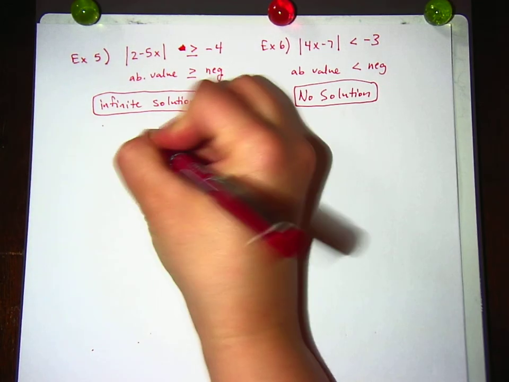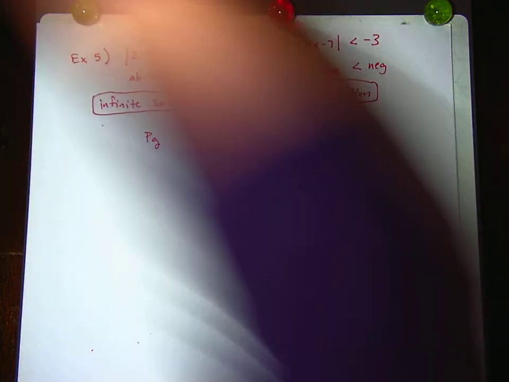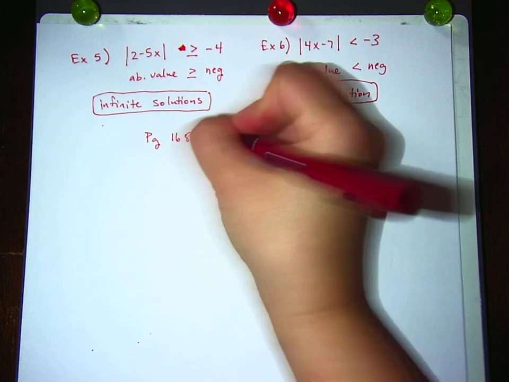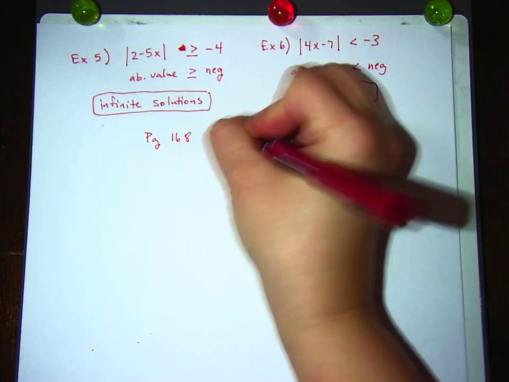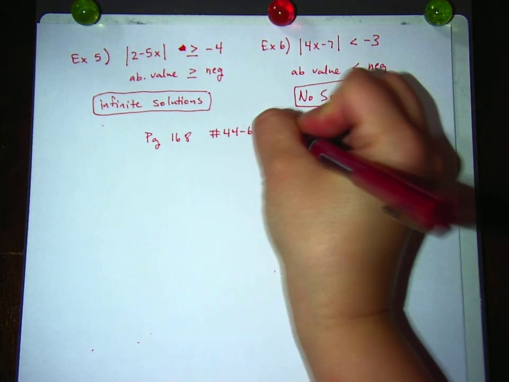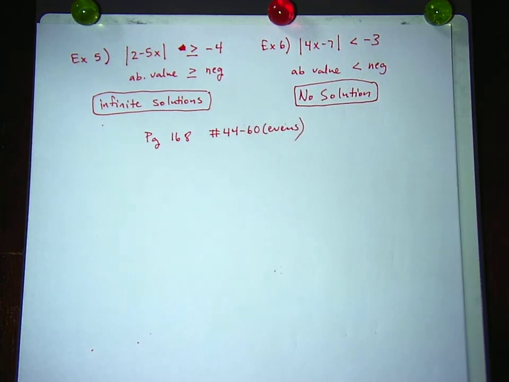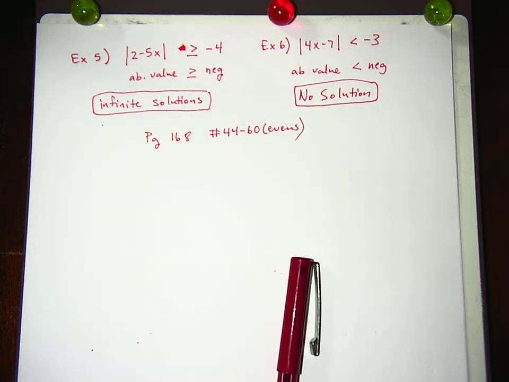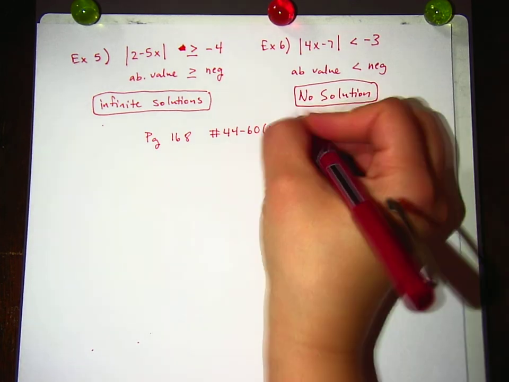All right, so your homework is page 168, numbers 44 through 60, evens. And let me tell you right now, there are definitely going to be some in this set that are impossible, just so you know. So keep an eye out for that, that there are going to be some that have infinite solutions, some that have no solutions. So, all right, this is due on Monday.